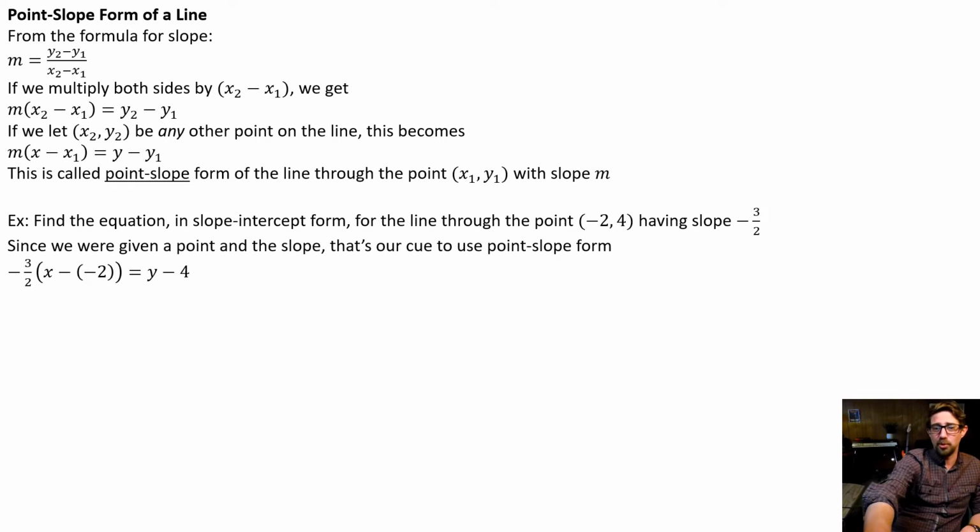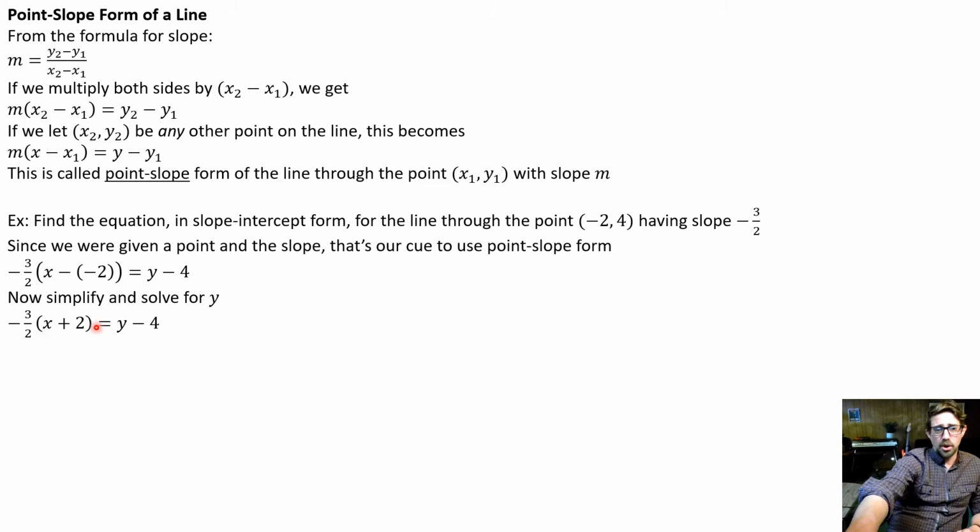So you kind of have to remember what that is. We want it as y equals mx plus b. And to do that, we just basically solve it for y. So we clean it up as best we can and then get y on one side. Minus negative 2 is the same as plus 2. You could have jumped right there. You know that x minus negative 2 is the same as x plus 2. So that's fine. And then we're just going to distribute. That's negative 3/2 x. Negative 3/2 times 2 is just negative 3. And then go ahead and add the 4 to both sides.